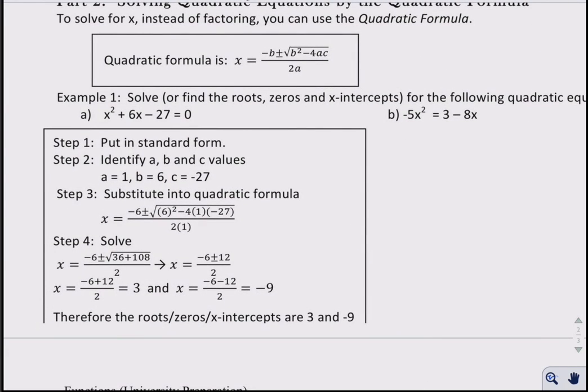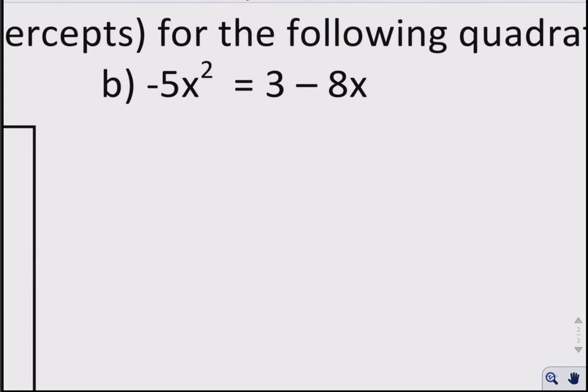Example 1A is done for you. I'm not going to go through it. It's pretty much done for you step by step. Instead, what I'm going to do is example 1B with you.